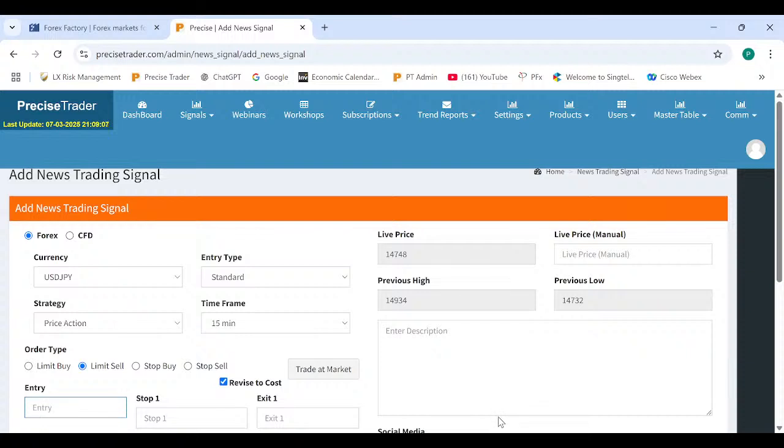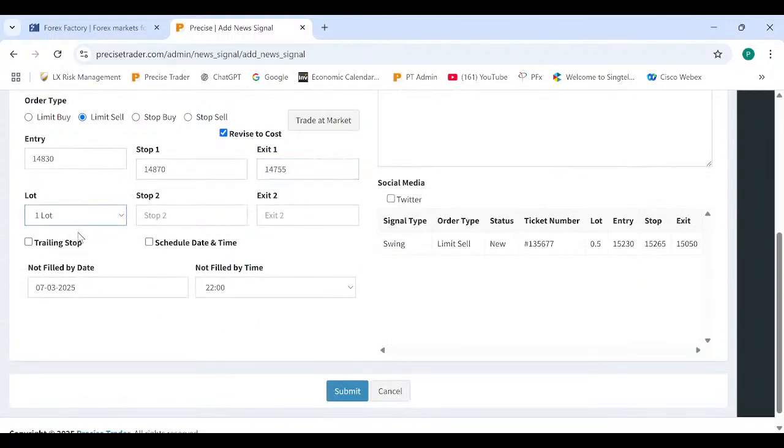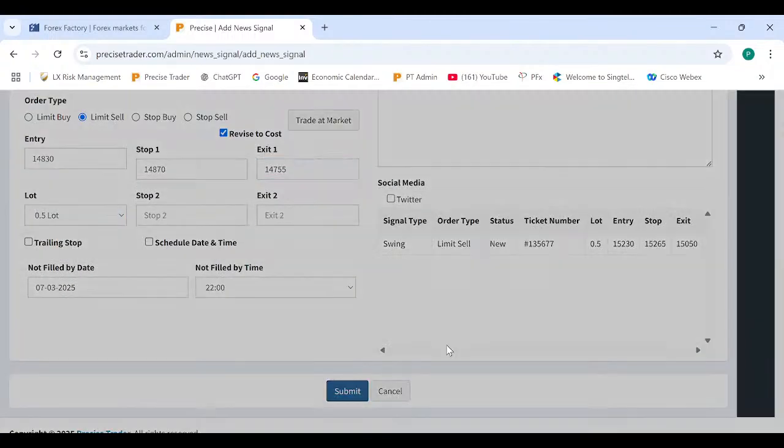at 148.30. Okay, stop at 148.70, 135.50, 55. Okay, that should be your selling level.